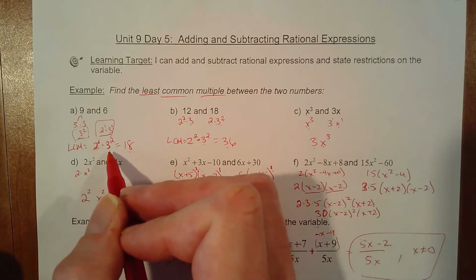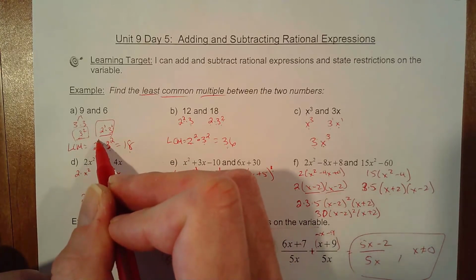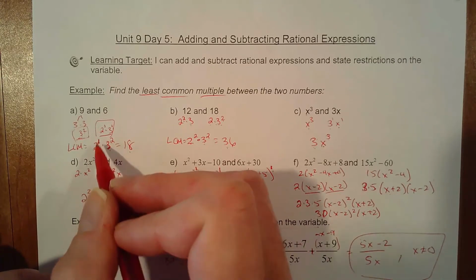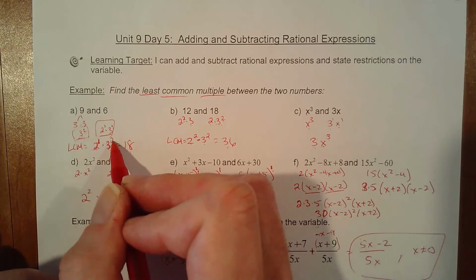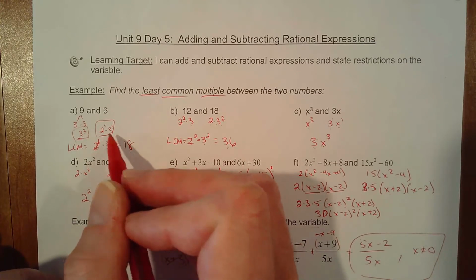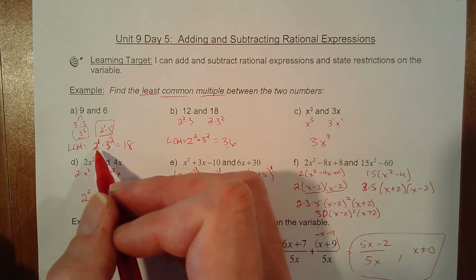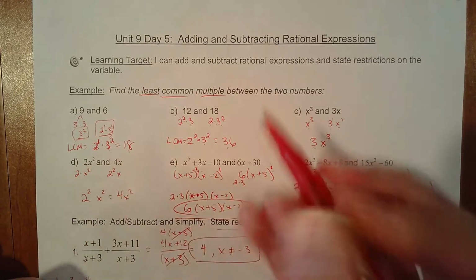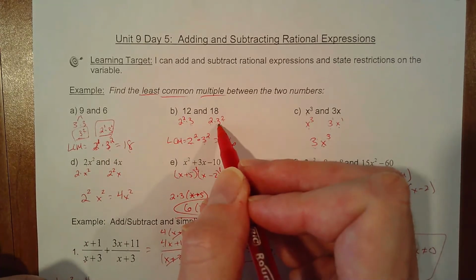Now look at the highest power. The highest power I see on the 2 is 1. The highest power I see on the 3 is 2. So 2 gets written down, because if it's in a list it gets written down, but then you write down the highest power that goes with it. So 2 times 3 squared would be 18. Here 12 would be 2 squared times 3, and 18 is 2 times 3 squared.